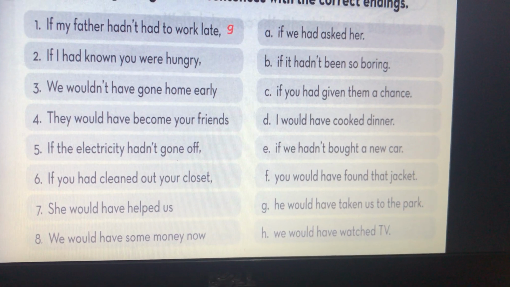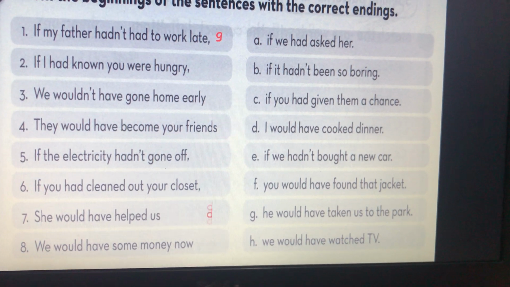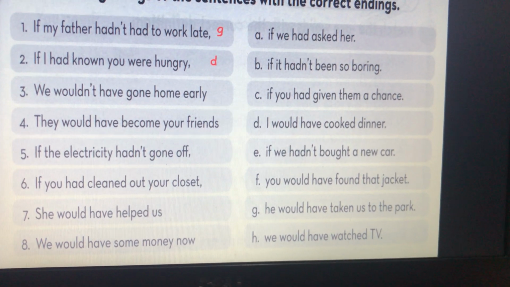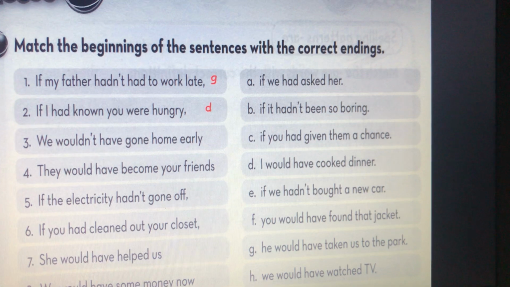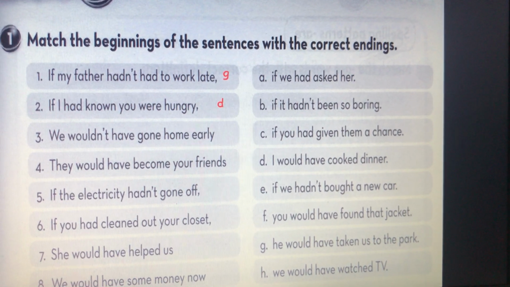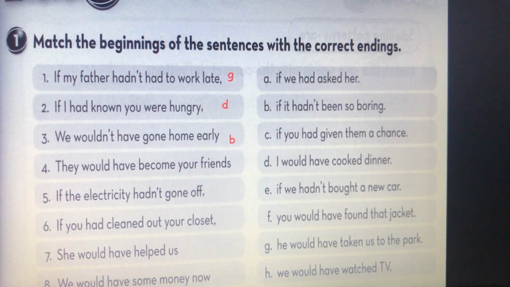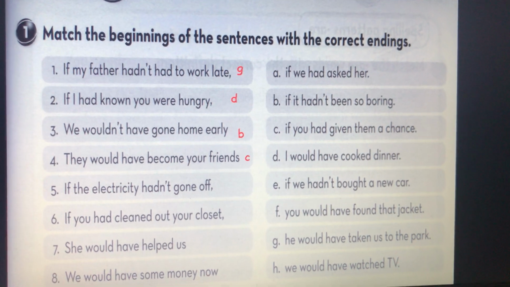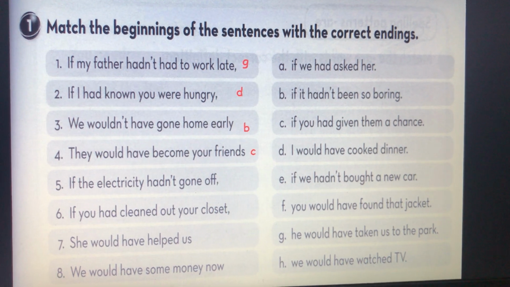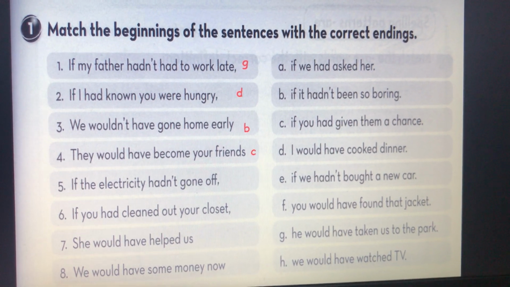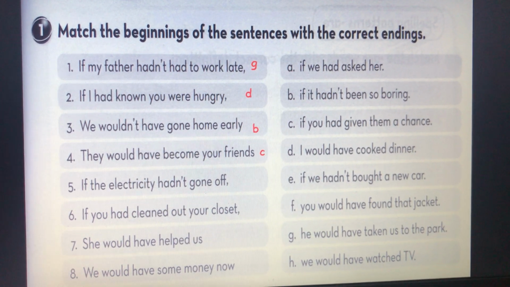2, if I had known you were hungry, yes, I would have cooked dinner. What about 3, we wouldn't have gone home early. What? If it hadn't been so boring. Yes. What about 4? They would have become your friends. Yes. If you had given them a chance. This is very easy.